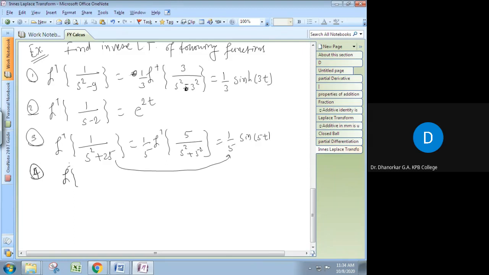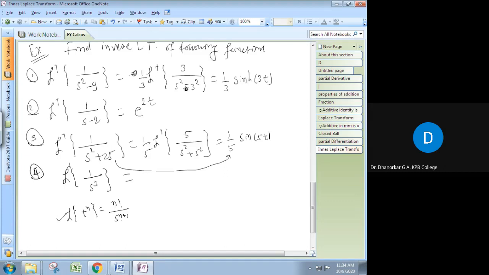We have to find L inverse of 1 divided by s cube. Okay, we have to find the inverse Laplace transform for this function. Again here, keep in mind, I will try to write the Laplace transform for t raised to power n. Because if t raised to power n is there, then we can write n factorial divided by s raised to power n plus 1. We have to use this formula.